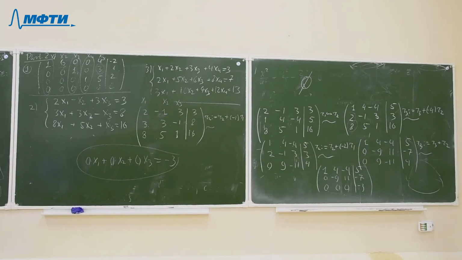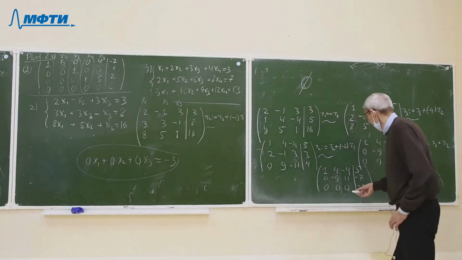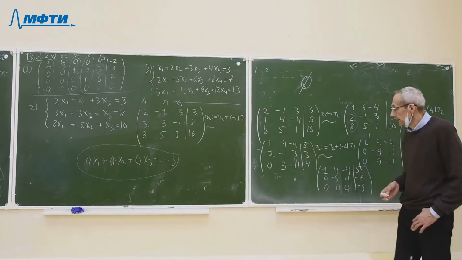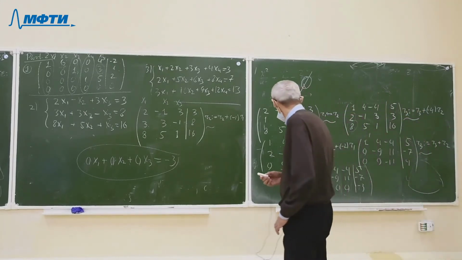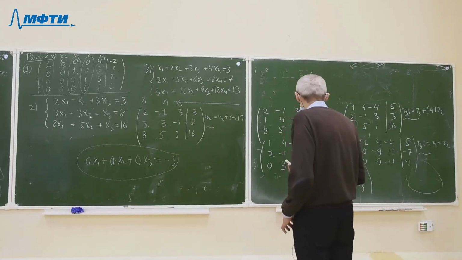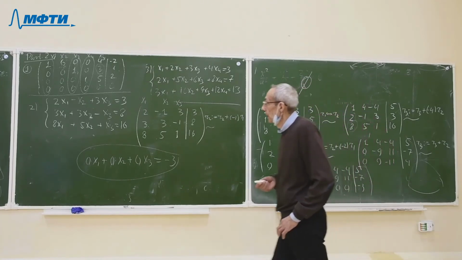Any questions? Thank you. In this case, we considered the case of row echelon form which has no solutions.